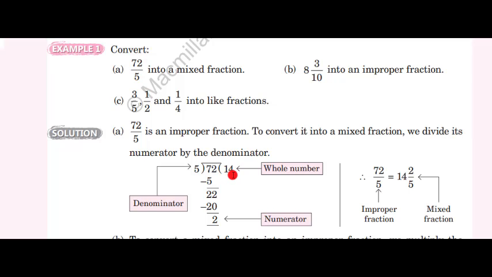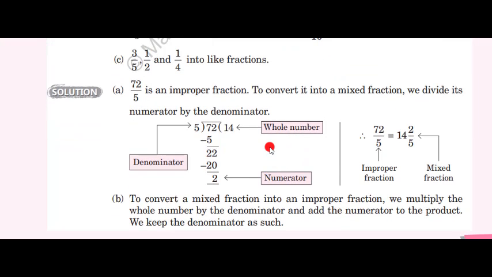The answer part, which we used to say is a whole number, is written first. Then whatever the remainder is comes upon the denominator, the number through which we have divided, which is said to be the divisor here, which is 5. You must be knowing this method of how to convert into the mixed fraction.